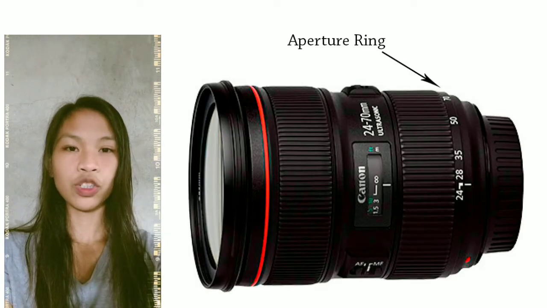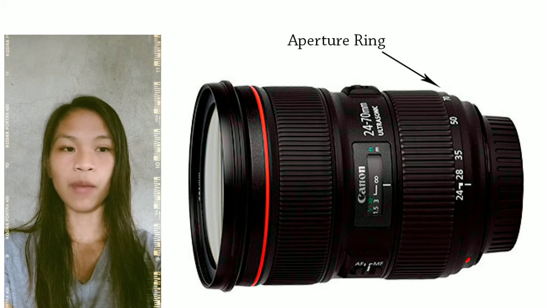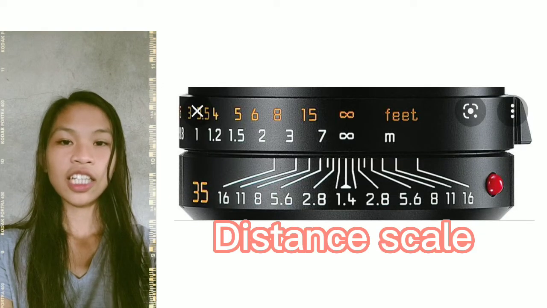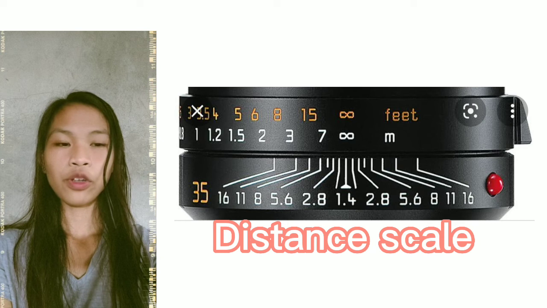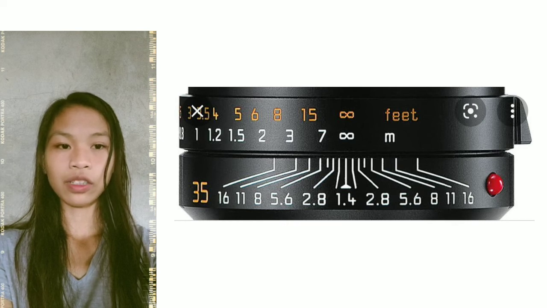Next is the aperture ring. The aperture ring allows the photographer to control the aperture within the lens. These settings are marked on the lens using f-stops. Next is the distance scale. The distance scale helps you determine the depth of field from the scene, given a particular focal length, point of focus, and aperture.